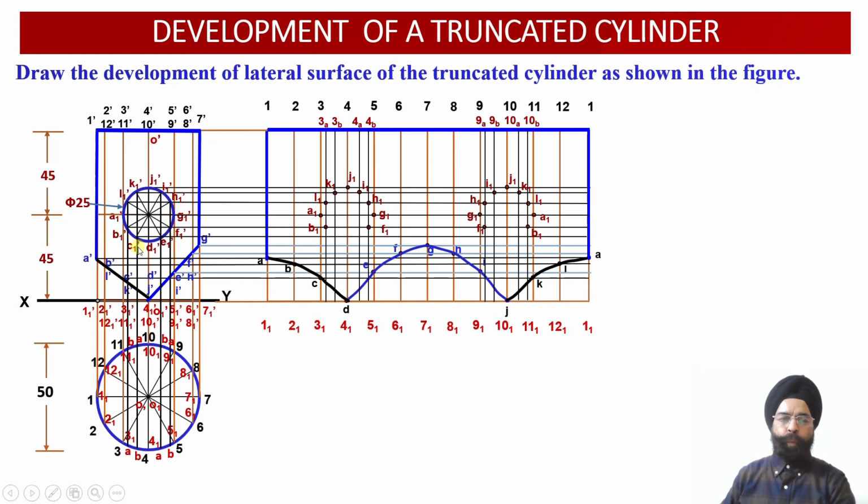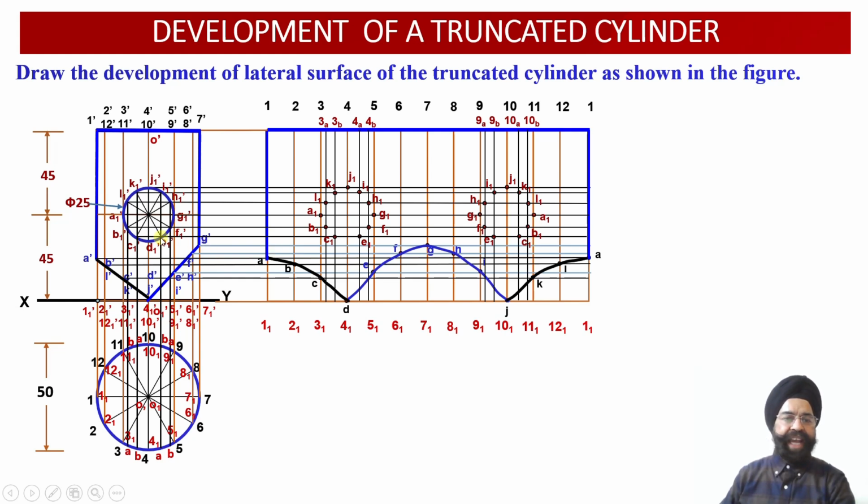Corresponding to point C1 dash, if we draw a vertical projector line, point C1 will be available on the rear side on vertical generator 10A. Similarly, on the front side, point C1 will be obtained on 3B. So we can check on 3B. This is 3B. So we are able to obtain point C1 over here. Similarly, onto the back side, onto 10A, we have obtained the point C1 over here.